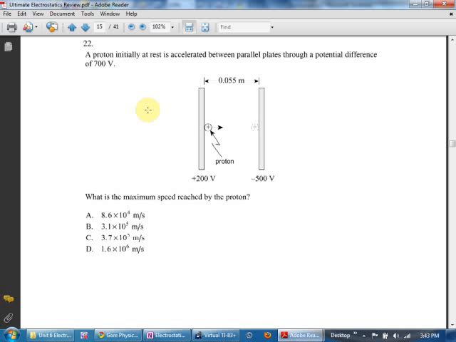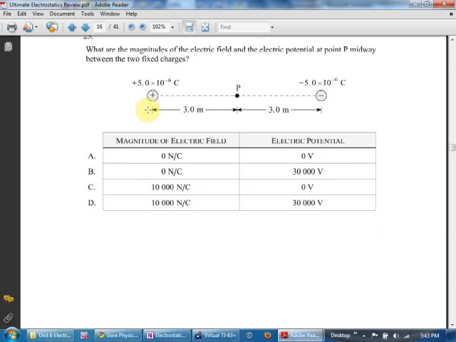Hey, see that proton? Which way does it want to fall? To the right, because it's getting repelled by the 200 and attracted by the negative 500. So there's a net change there of 700 volts. If they want me to find the maximum speed, start out with kinetic energy initial, potential energy initial, kinetic energy final, potential energy final. That works with plates too. What is the magnitude of electric field and electric potential at a point P midway between the two charges? So they like to ask the question that we saw a few minutes ago as a multiple choice as well.